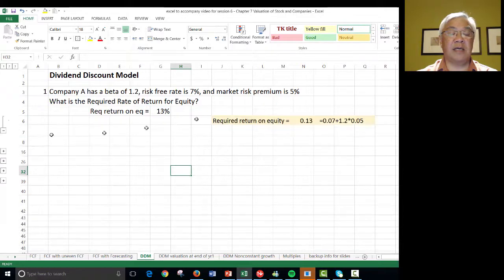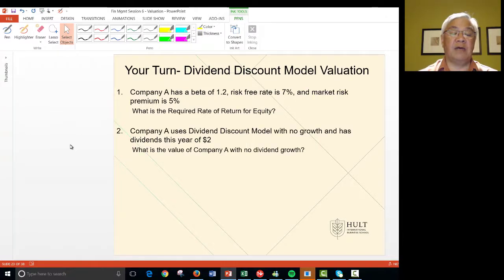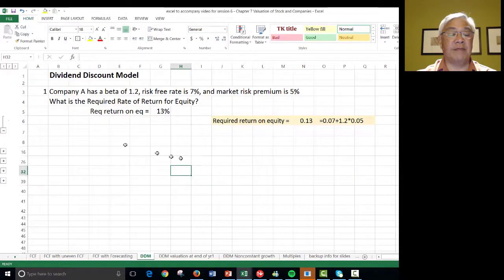And that's the first piece. So for note taking, I just have it right here for future reference when you look back at these notes. All right, so that's the first one, easy one. That's just CAPM. Second one is we use a DDM with no growth. So this is that first assumption, and a $2 dividend. So what is the value of A?